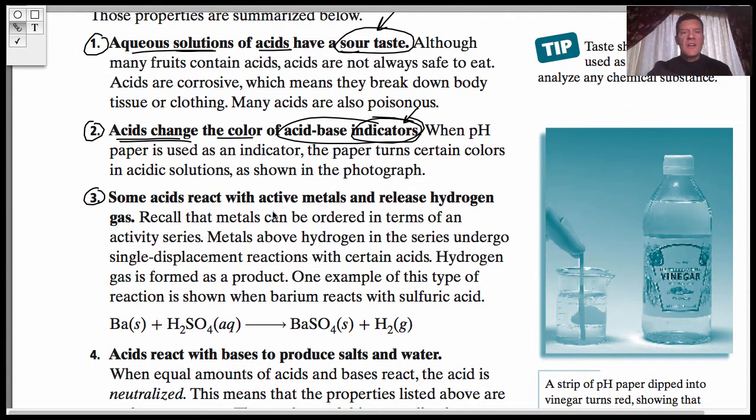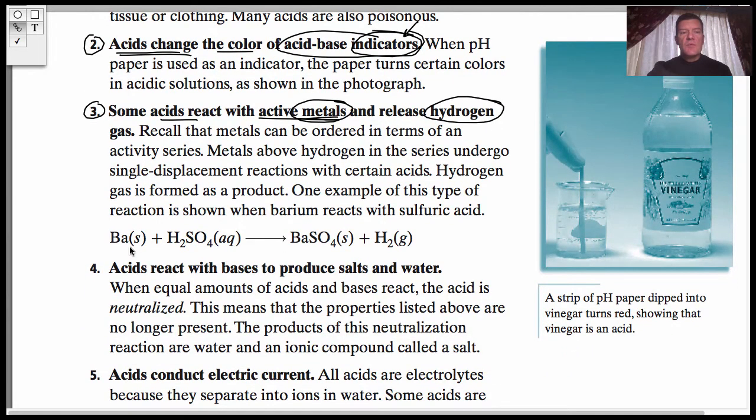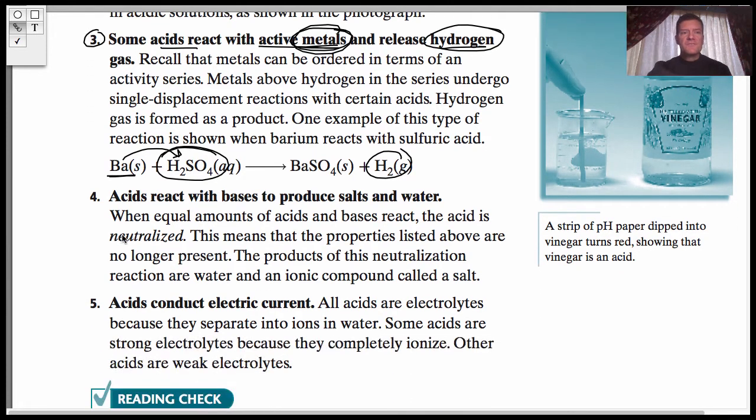Number three, acids react with active metals. So a metal like zinc, magnesium, sodium, if you put it into an acid, it is going to release hydrogen. Here's an example right here. Barium is a metal. Here is an acid called sulfuric acid. And when you put that metal into sulfuric acid, it is going to release hydrogen. You'll see bubbles. So acids react with metals to produce one of the products, hydrogen.